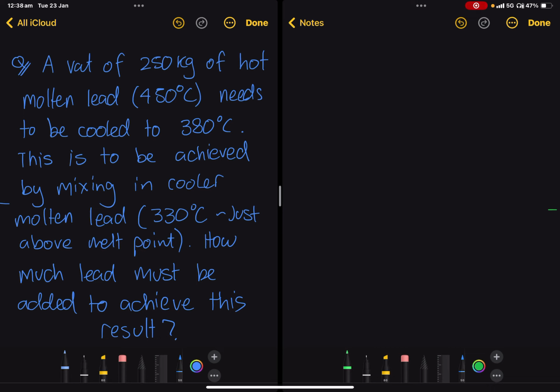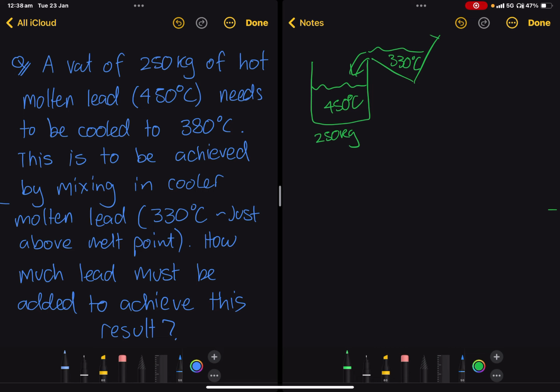All right. So we have some vat. It has some amount of lead in it, 250 kilograms, in fact, and it's all 450 degrees Celsius. This is too hot, so some other vat is going to have its contents poured in. We don't know how much we have to add, but we know that this is going to be 330 degrees Celsius. So this is a relatively simple mixing problem.